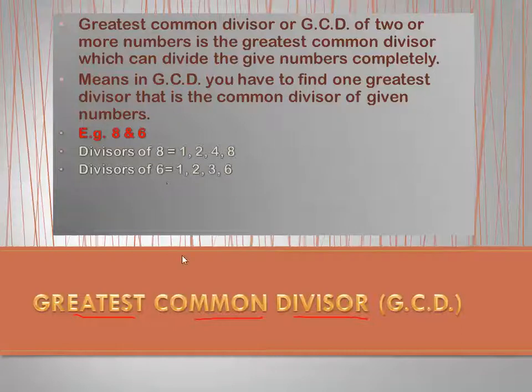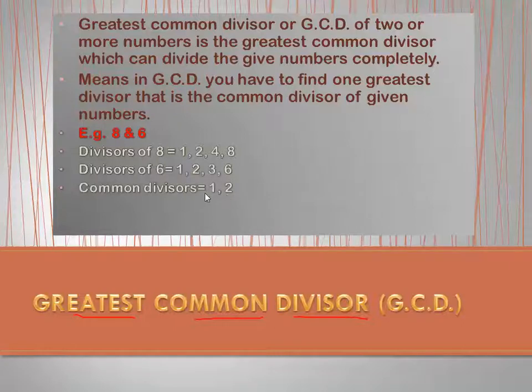But what you have to do is find the common divisor. Now you have already found the divisors of 8 and 6. In the next step you have to find the common divisors. So what will be the common divisors? It will be 1, that is, 1 is common between 8 and 6. Second is 2. 2 is also common between these two numbers. So 1 and 2 are the common divisors, and 4, 8, 3 and 6 are not common between these two numbers.